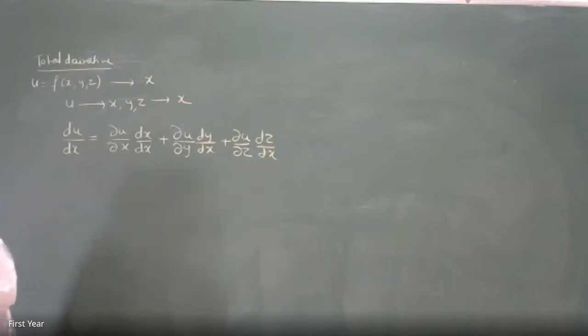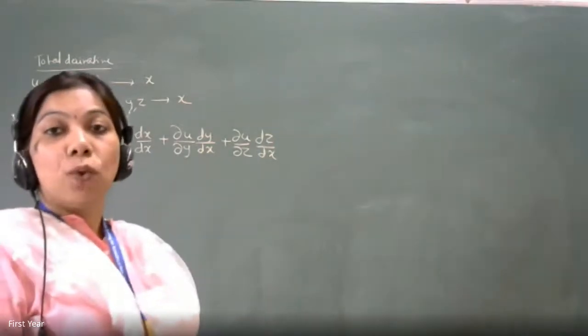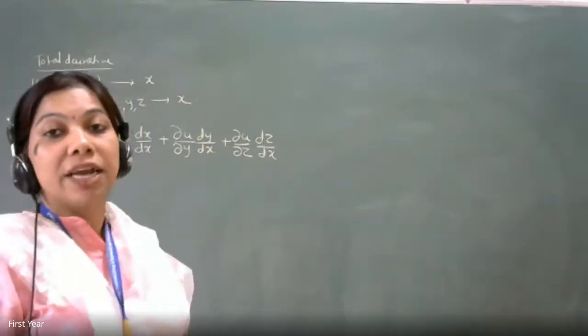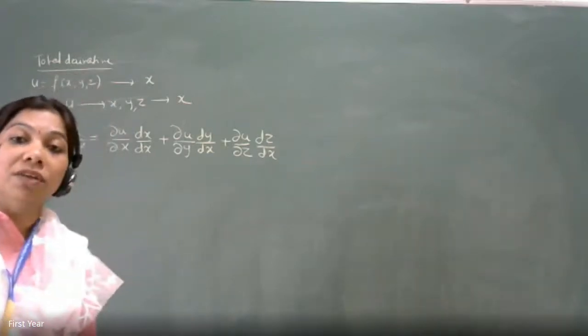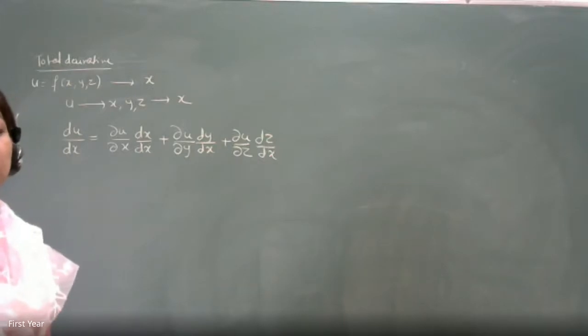Why is it called total derivative? Because ultimately u is becoming a function depending only on x. So it is called the final derivative or total derivative of u with respect to x. So yesterday we saw some examples. Let us do one more example so that the concept will be clear.